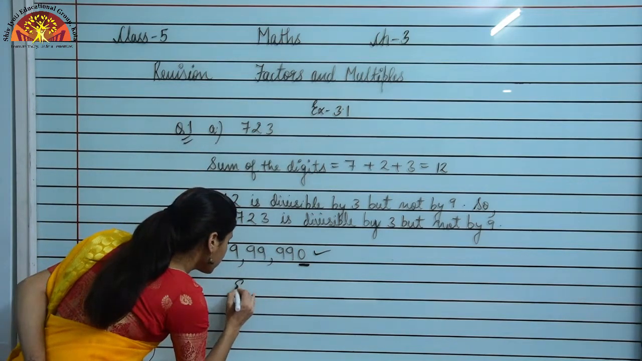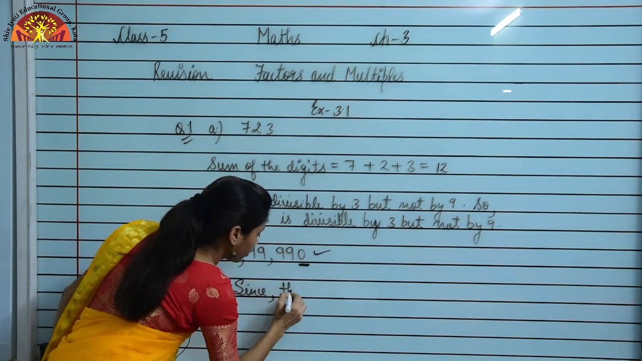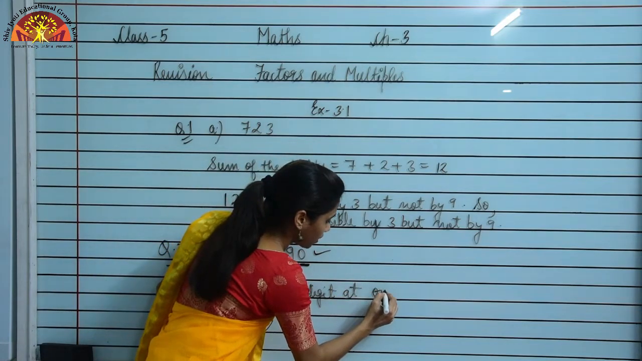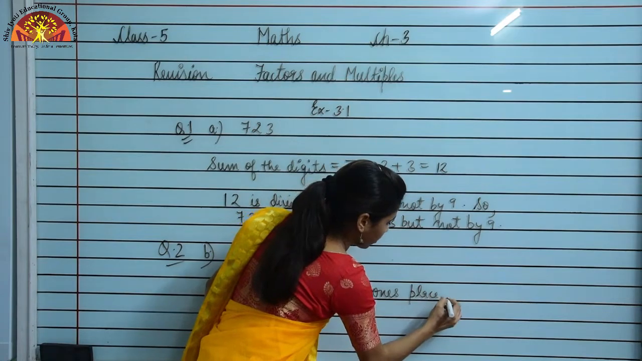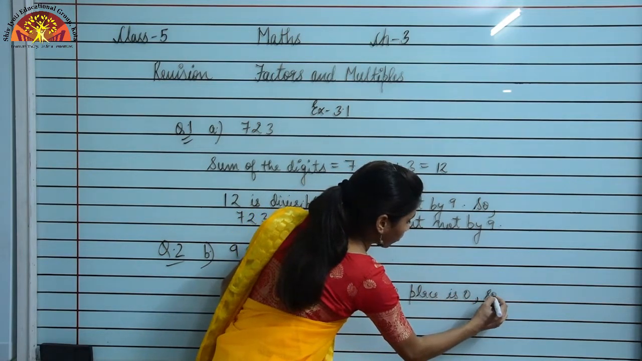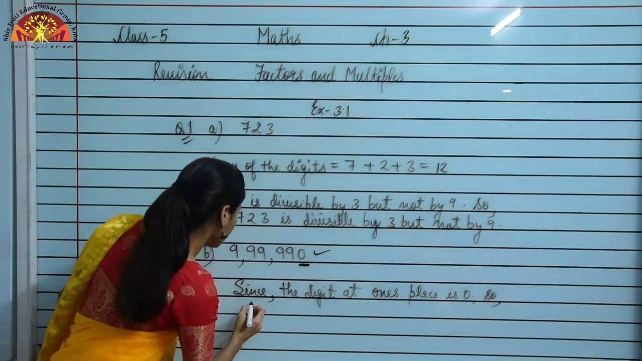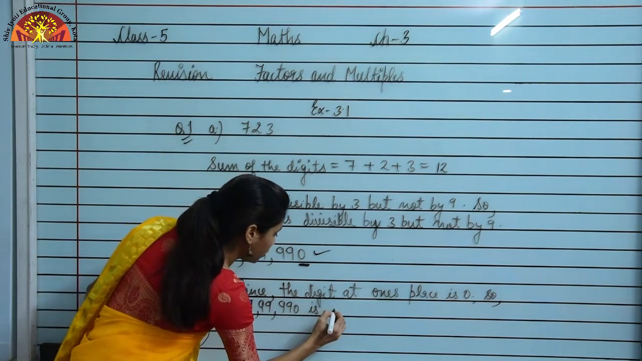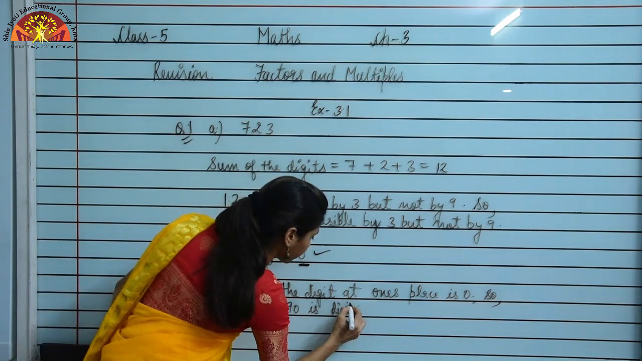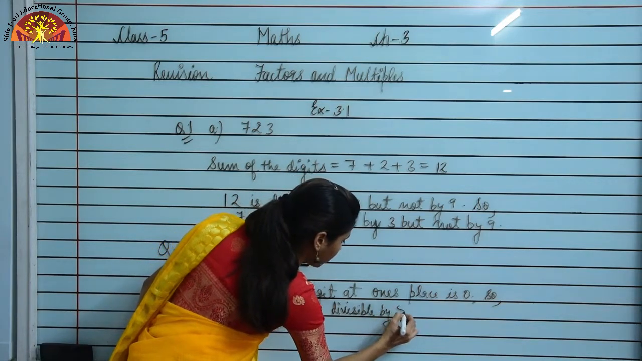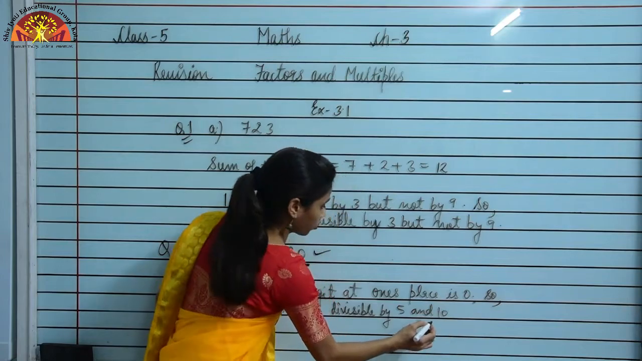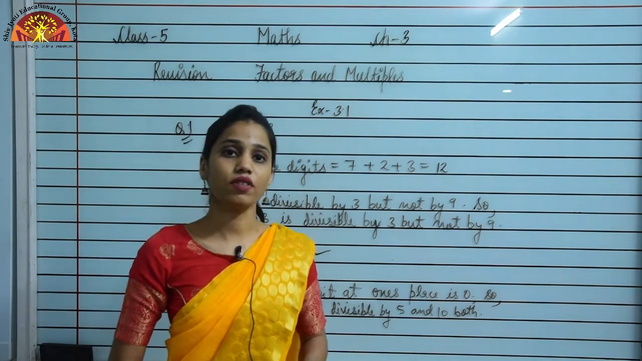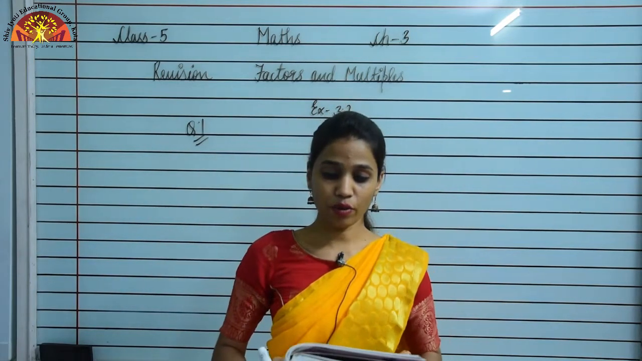So I will write, since the digit at one's place is 0, so 9,99,990 is divisible by 5 and 10 both. Okay. This is how we have to do the questions based on divisibility test. Now let us do exercise 3.2.